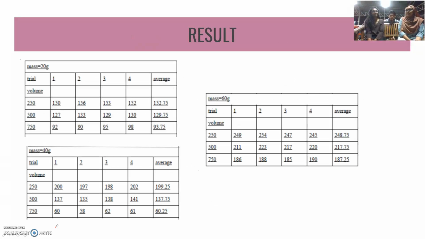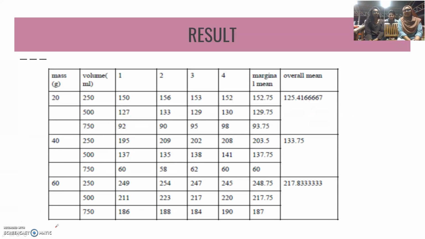So for the result, for each mass we do 4 sets, with 3 different volumes of water. So this is our result. Next. This is the combination and the time taken, also the average time for the salt to dissolve. Next.